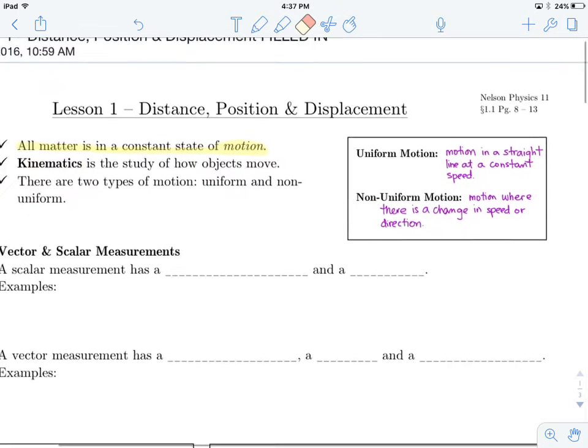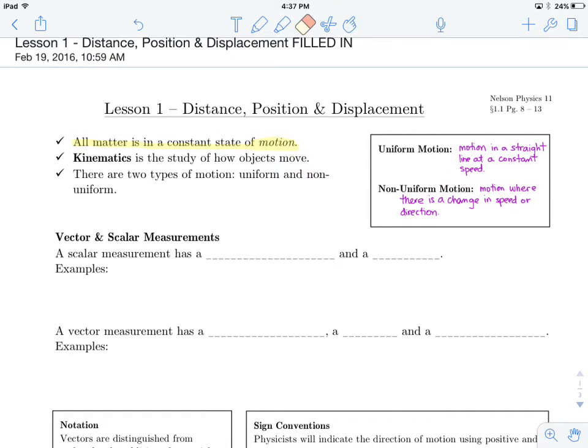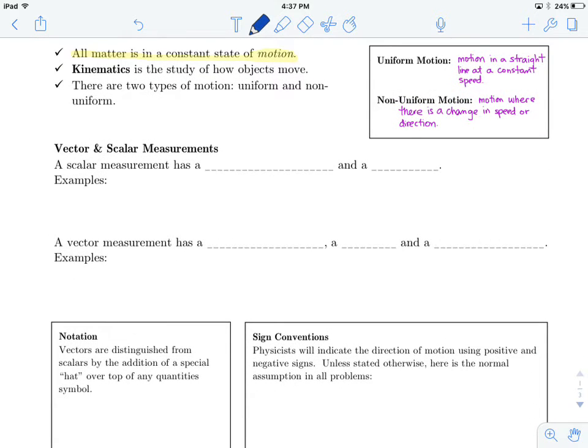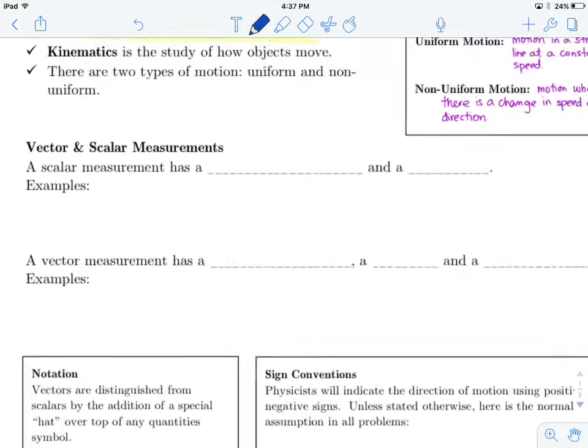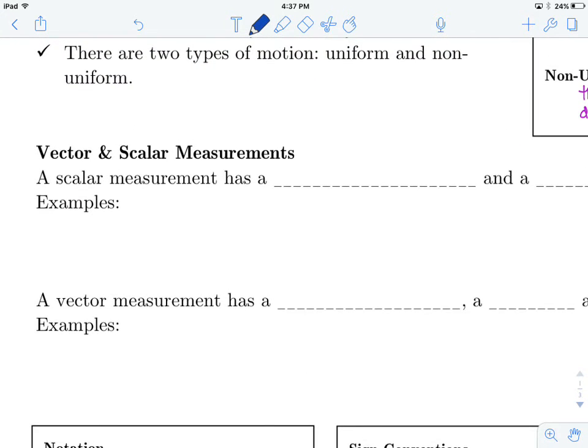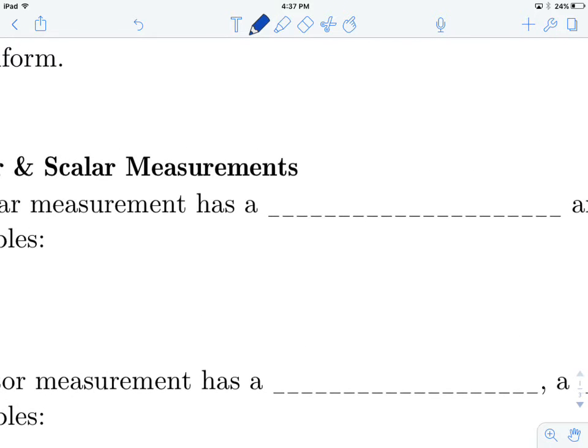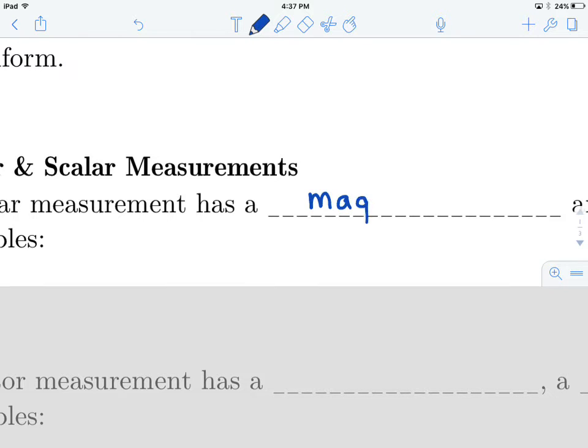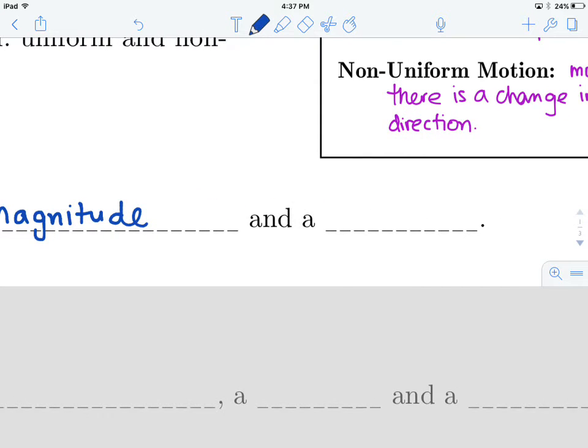All right, before we get into what these three things mean, we've got to look first at a little bit of background. Let's talk about what vectors are and what scalars are. This is a very, very light introduction. These are two different types of measurements. A scalar measurement has a magnitude and a unit.